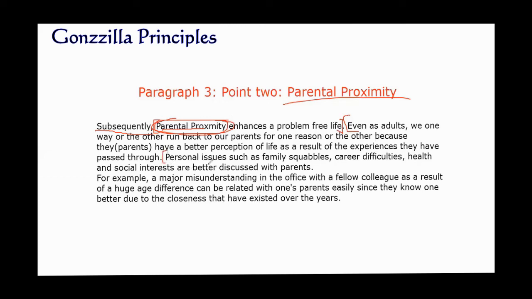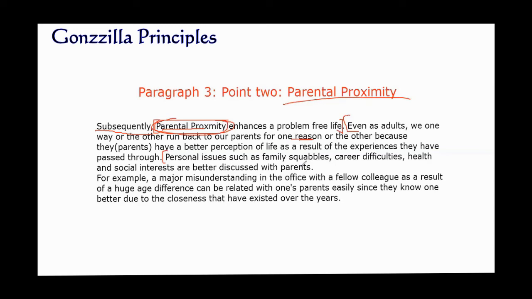Okay, so my next sentence begins here, and I said personal issues such as family squabbles, career difficulty, health and social interests are better discussed with parents. So I'm wondering now, what did I hinge on in my previous sentence there? In my previous sentence, I tried to hinge on the reason why we actually meet our parents in the first place. So I tried to say one of the reasons why we meet our parents, in my next sentence, was because we probably have family squabbles, career difficulties, health and social interests that are better discussed with our parents.